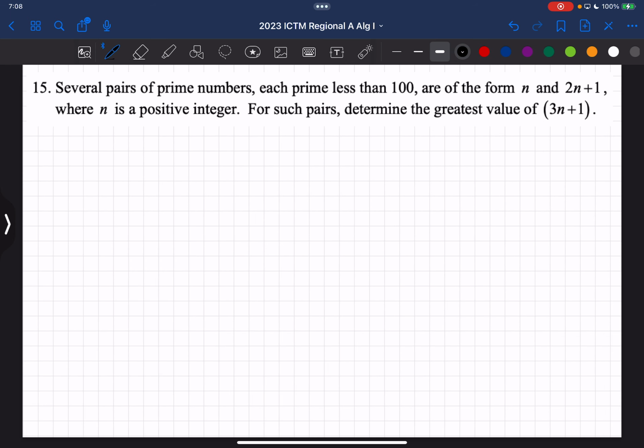Number 15, several pairs of prime numbers, each prime less than 100, are of the form n and 2n plus 1, where n is a positive integer. For such pairs, determine the greatest value of 3n plus 1. All right. So to figure this out, we're going to have to do a little bit of trial and error, guess and check.